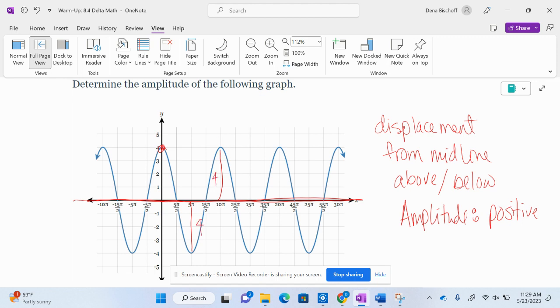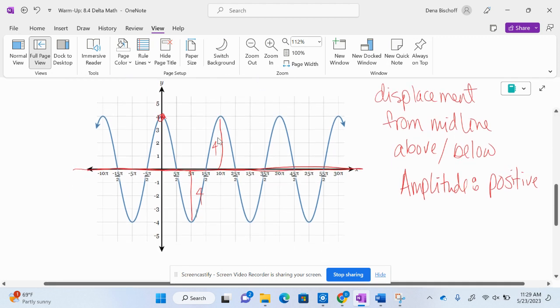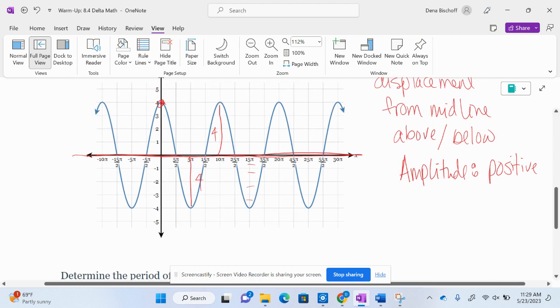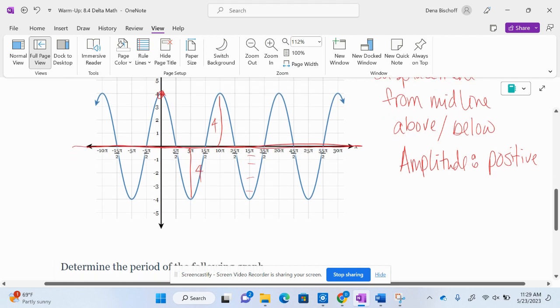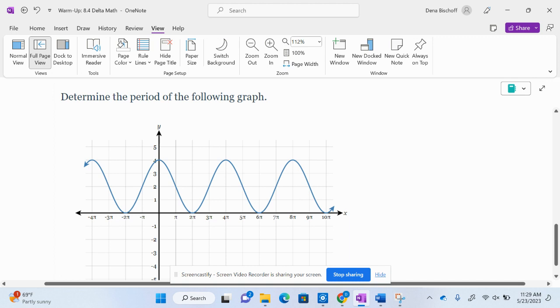So just determine the amplitude. You're just putting in a number there. Okay. If I put -4, is that okay? Like if I counted it down here, 1, 2, 3, is it okay to write my amplitude as -4? Why? Because yeah, amplitude is never negative. It's always positive. It's distance. Okay. And then the last one asks you to determine the period.